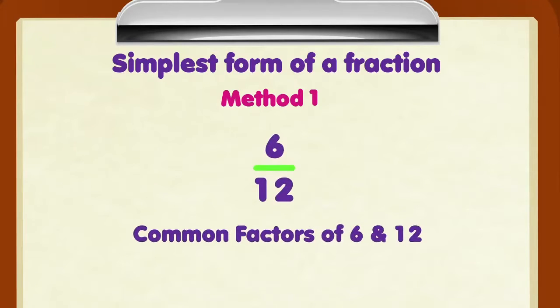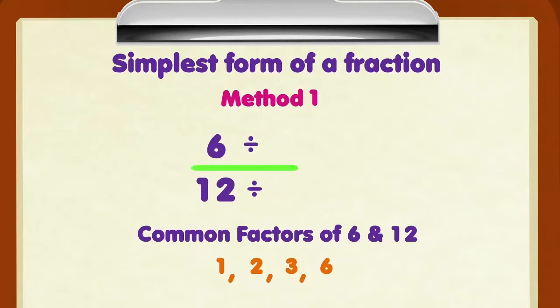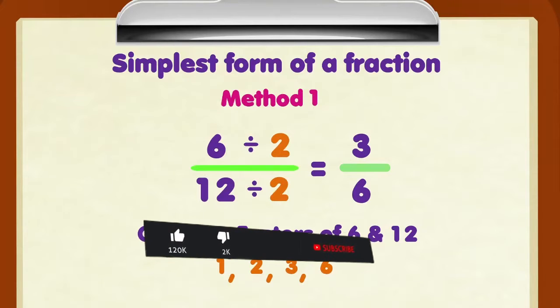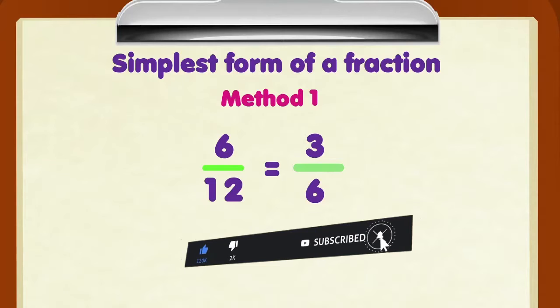The common factors of 6 and 12 are 1, 2, 3 and 6. First, let us divide the numerator and the denominator of the fraction by 2. 6 divided by 2 equals 3 and 12 divided by 2 equals 6. Hence, we get 3 upon 6. 3 upon 6 is an equivalent fraction of 6 upon 12.